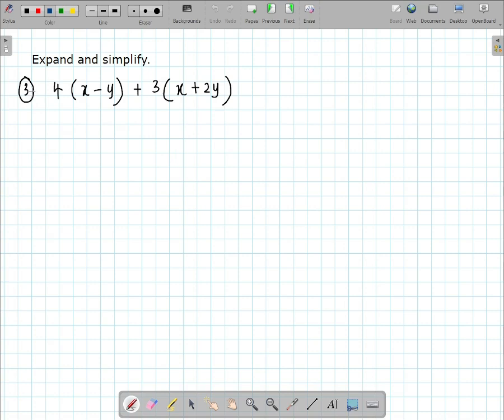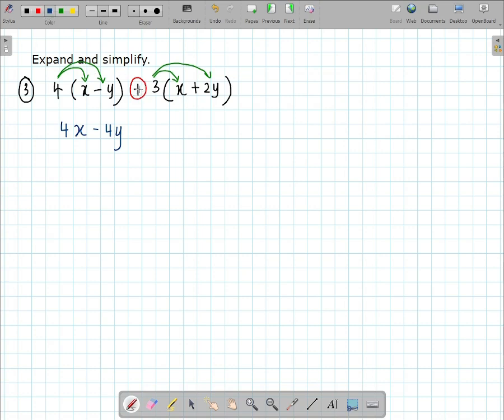Okay, example number 3, that is 4 times bracket x minus y, plus 3 times bracket x plus 2y. So we have to expand the brackets. 4 times x, that is 4x. 4 times minus y, that is minus 4y. When you expand the second bracket, you have to consider this sign also. Don't forget the sign.